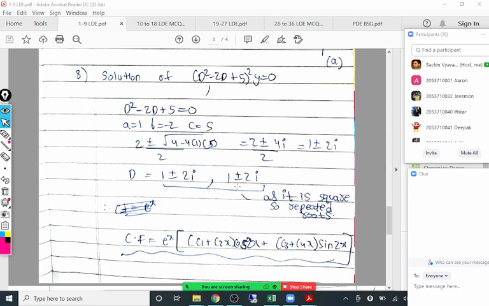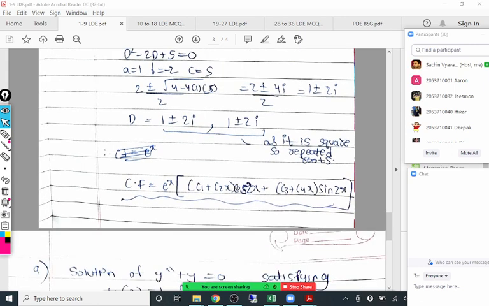Complex repeated root. So here, for a complex repeated root, the CF is written in this fashion: e^x [(c1 + c2x) cos 2x + (c3 + c4x) sin 2x]. So that is alpha ± i beta, and if that is repeated, e^(αx) [(c1 + c2x) cos βx + (c3 + c4x) sin βx], and the answer is correctly written there.